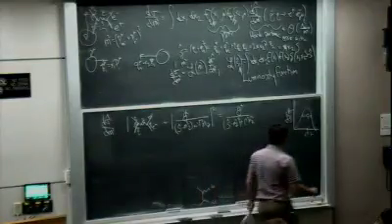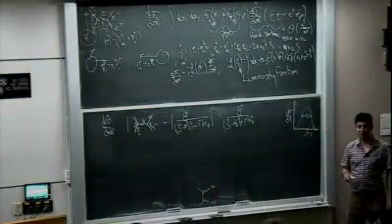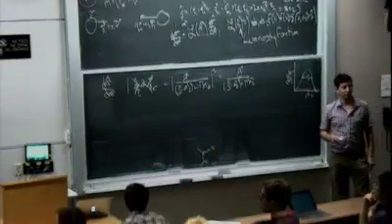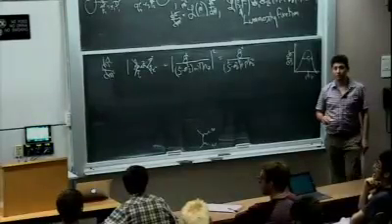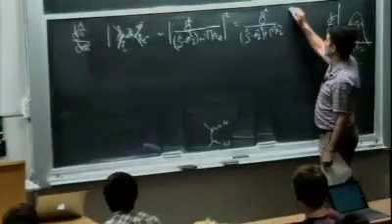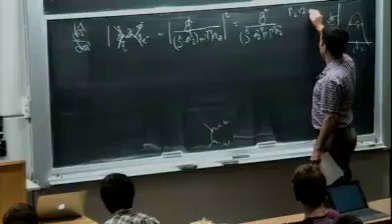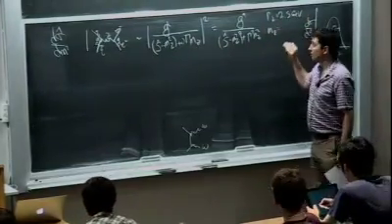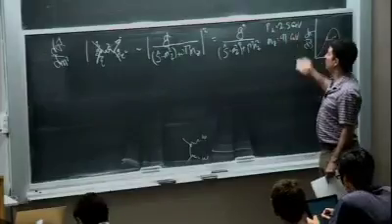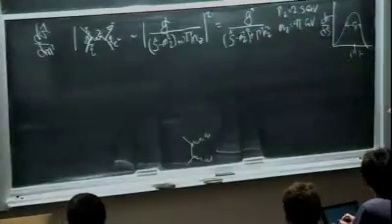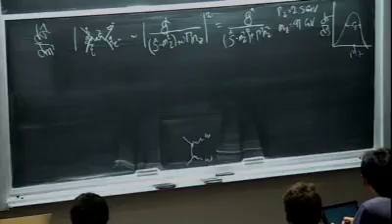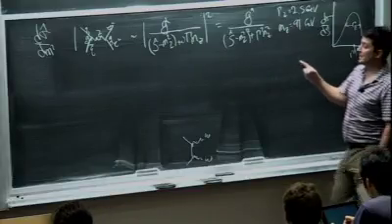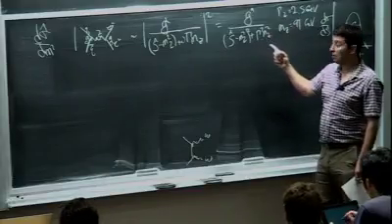So remember the width. Does anyone know the width of the Z boson? 2.5 GeV, excellent. So gamma Z is 2.5 GeV, and the mass? 91. Right. So the width is much smaller than the mass. So when the width is much smaller than the mass, we can do an approximation where we take the limit that gamma goes to 0.